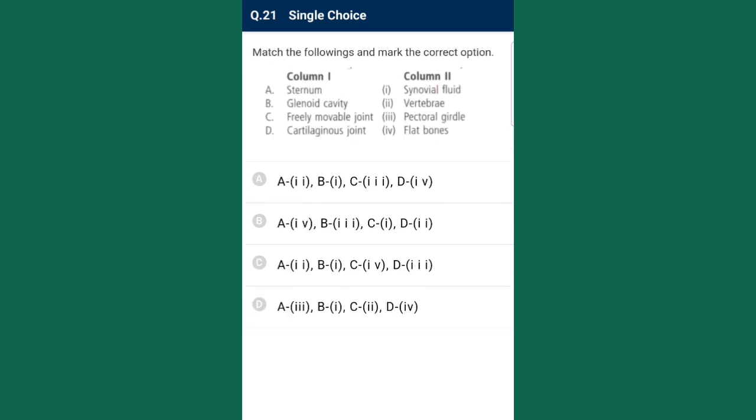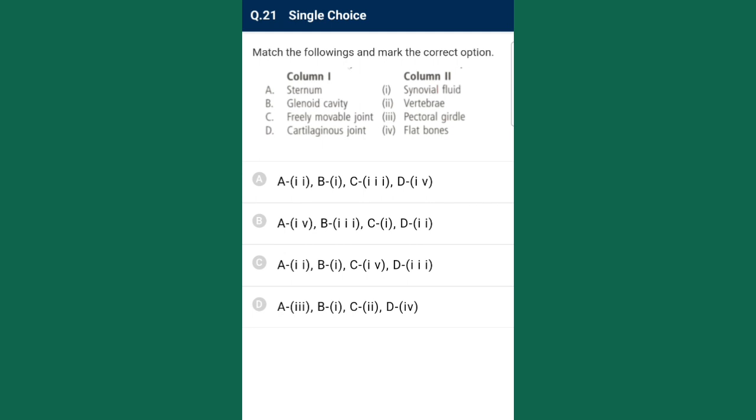Question number 21. Match the following and mark the correct option. The sternum is a flat bone located in the middle of the chest, and its function along with the ribs is to protect the vital organs, heart and lungs. The glenoid cavity is a shallow, filiform articular surface that articulates the humerus with the shoulder joint. The pectoral girdle attaches the upper limb bones to the axial skeleton.